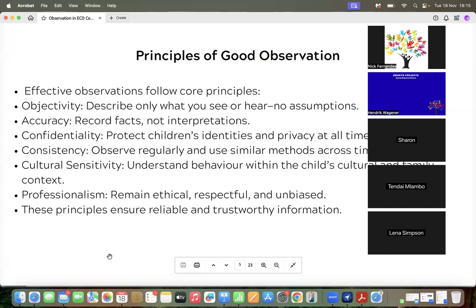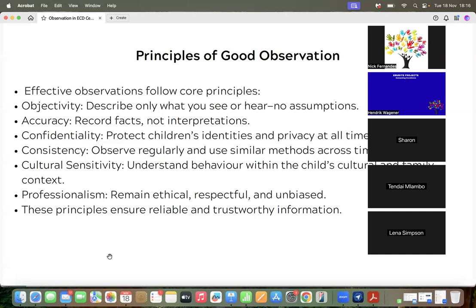Principles of a good observation. Effective observation follows core principles. Objectivity: describe only what you see and hear, no assumptions. Assumptions are always a bad thing. Accuracy is recording facts, not interpretation. Confidentiality, to protect a child's identity and privacy at all times. Consistency is to observe that child on a daily basis and use similar methods across time. Cultural sensitivity, understand behavior within the child's culture and family context.